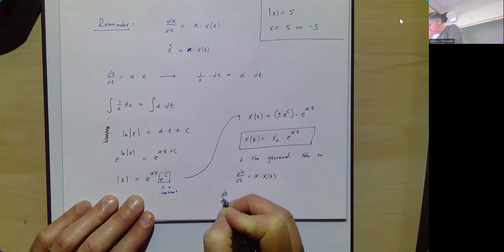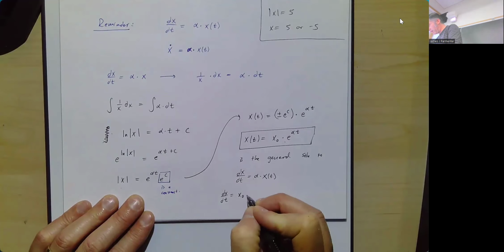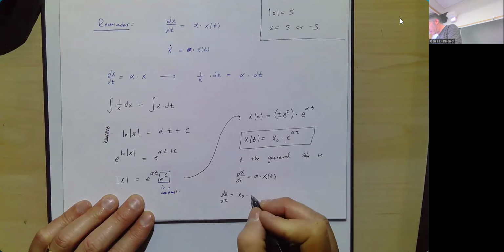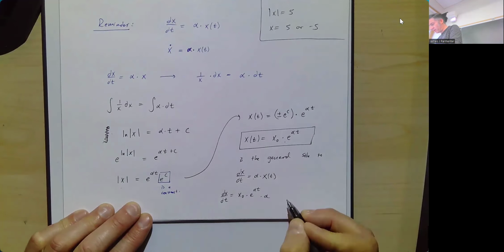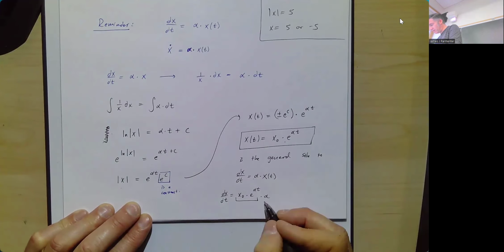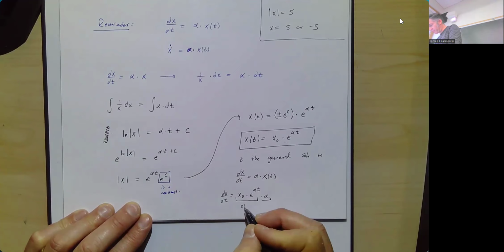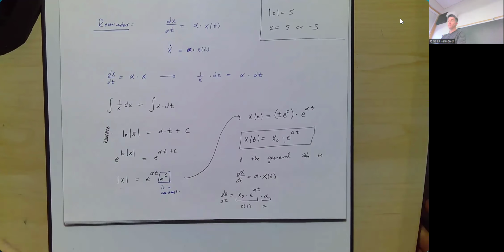This is the point, right? dx dt, if I actually take the derivative of this expression here, the x naught hangs out, and the derivative of e to the stuff is e to the stuff times the derivative of the stuff, and the derivative of alpha times t is alpha times 1. But look, that's exactly my x of t times alpha. So the derivative of x is equal to alpha times x, as it should be.